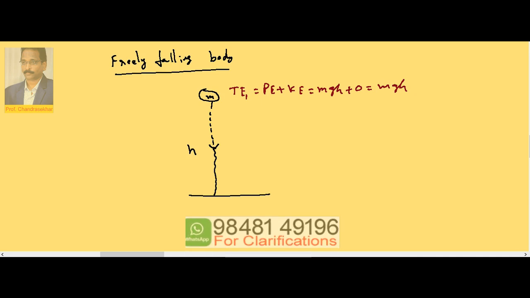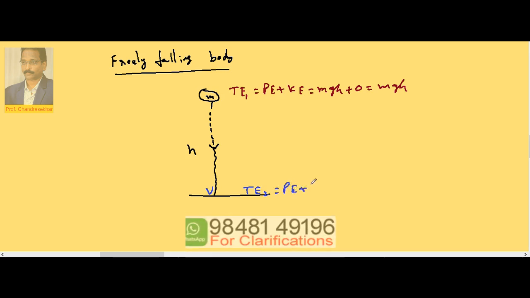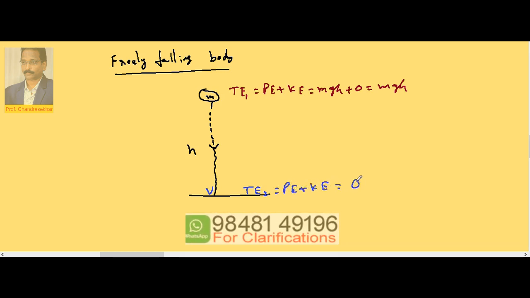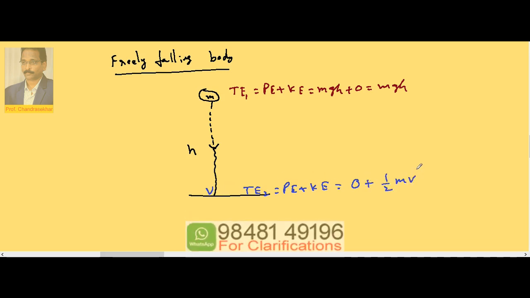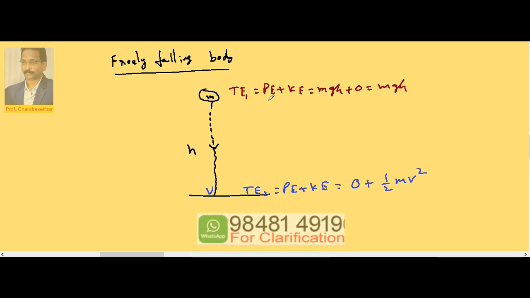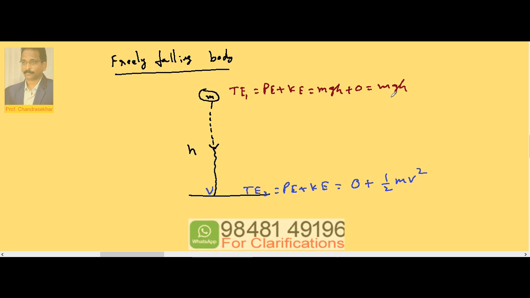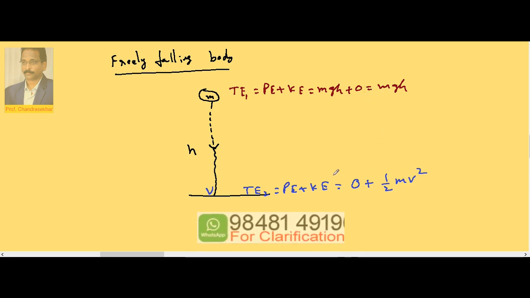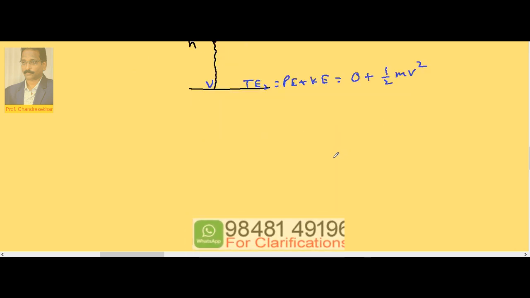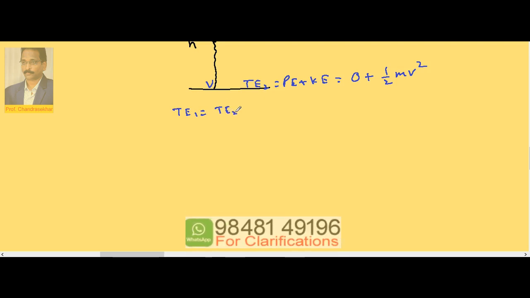When the body reaches the ground, say it strikes the ground with a velocity v. If I call it TE2, again PE plus KE. Here PE is 0 because the body is on the ground, h is 0, and it gains a velocity, so KE is half mv square. So if you observe, as the body is moving down, this mgh slowly decreases and becomes 0, whereas kinetic energy slowly increases and becomes half mv square. Since total energy at every point is constant, TE1 is equal to TE2.